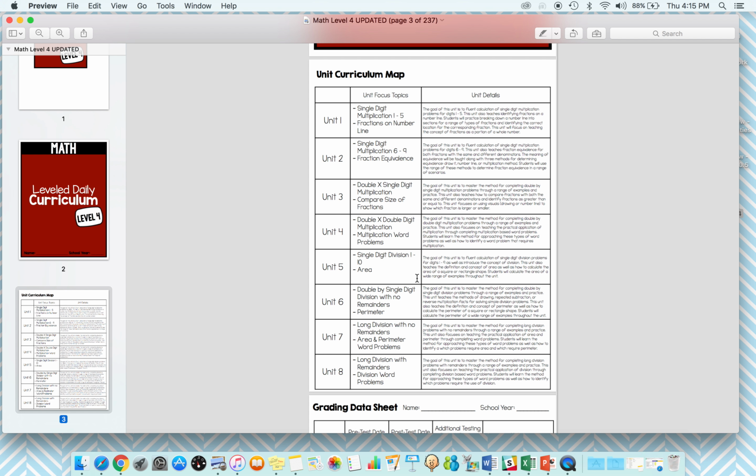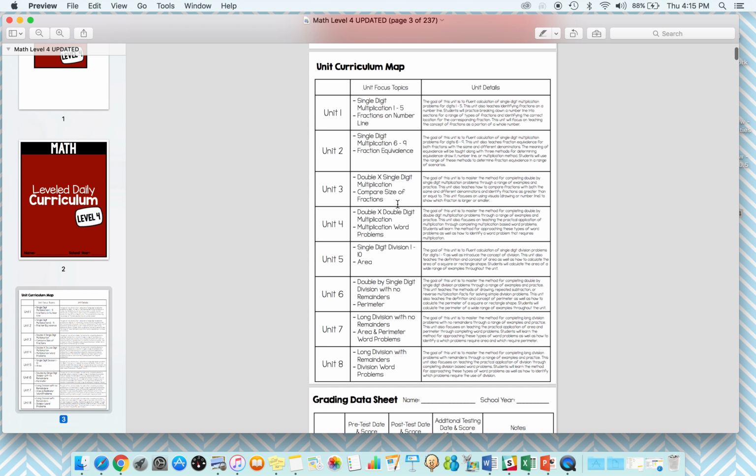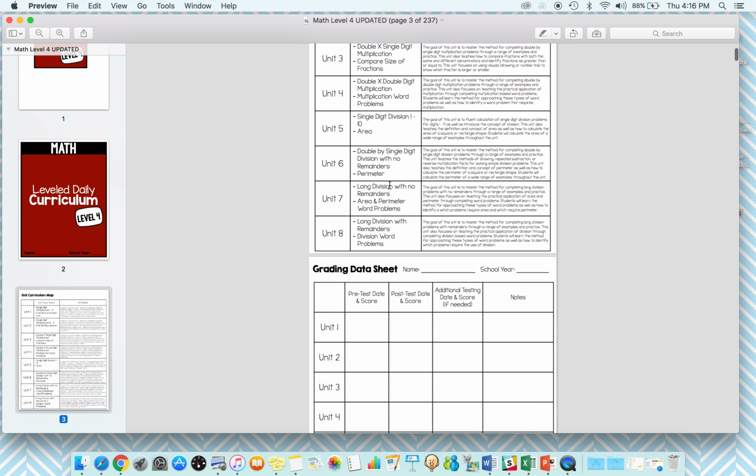So this level really gets into a lot of complex math, which I really love. It starts slow, but it builds quickly. Level 4 starts with multiplication. We get to double digit by Unit 3, double by double by Unit 4, and then Units 5 through 8 are focused on division. In addition to multiplication and division, there's a focus on fractions, word problems, area and perimeter, and division word problems.